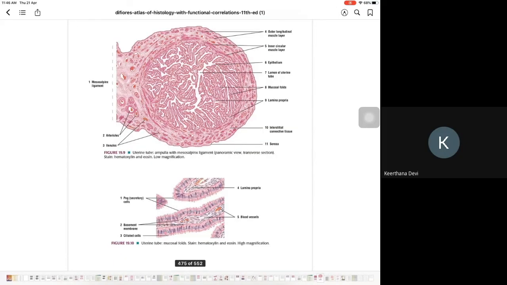Figure 19.9, uterine tube, ampulla with the mesosalpinx ligament, panoramic view, transverse section, stain hematoxylin and eosin, low magnification.